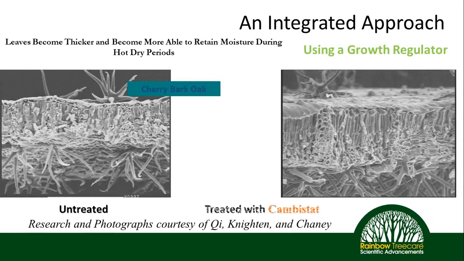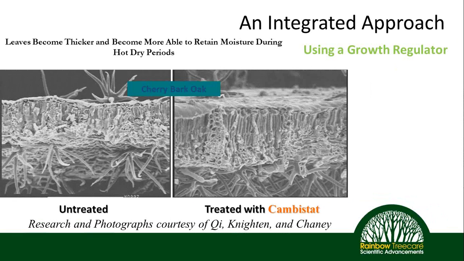And then, as I mentioned, you have thicker leaves with more leaf hairs. So on our untreated cherry bark on the left, you can see how thin that leaf is compared to the one on the right. It's probably about 30% thicker. The cuticle is a lot thicker, so that waxy outer substance is thicker, which means your water is going to be more efficiently maintained in the leaf surface.